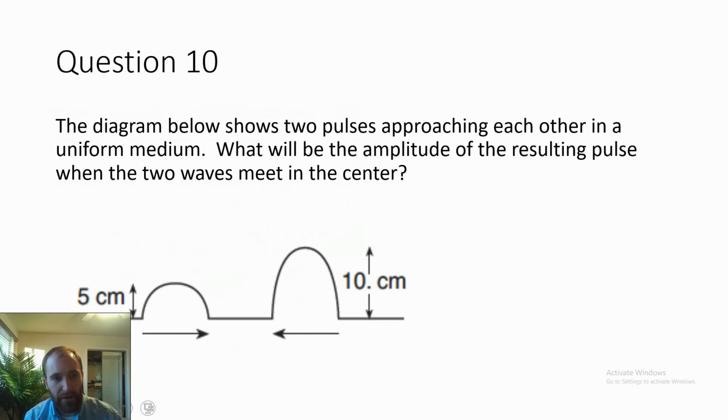Question 10. The diagram below shows two pulses approaching one another in a uniform medium. What will be the amplitude of the resulting pulse when the two waves meet in the center? Interference isn't a terrible thing. Don't overthink it. We got 5, we got 10. What will those make? Well, they're both upwards, so they will constructively interfere. 10 and 5 make 15. That's it.